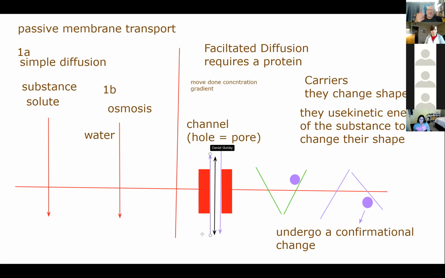Again, facilitate means to help, right? So if you're facilitating something, you're helping. And so this is using the proteins to help these molecules get inside, because they can't get through the plasma membrane by themselves, either because they're too big or they're polarized or for some other reason. So they need a protein to help them. And that is facilitated diffusion. Questions on that?